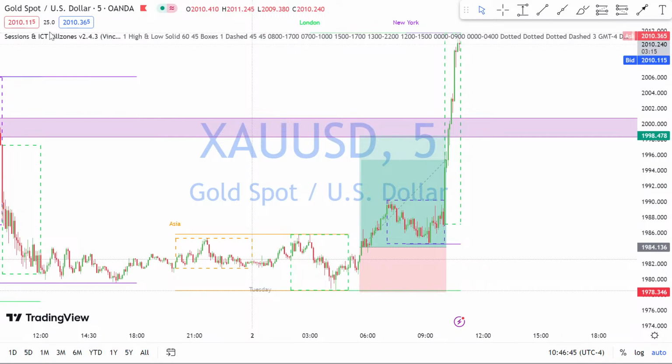This is a New York and London close overlap. So there are characteristics that are important for the New York session. Typically what you'll see is the continuation of what's seen in London overnight. And that would be, if we're bullish in London, we would expect to see New York continue moving bullishly as well. And then London close be the high of the day.